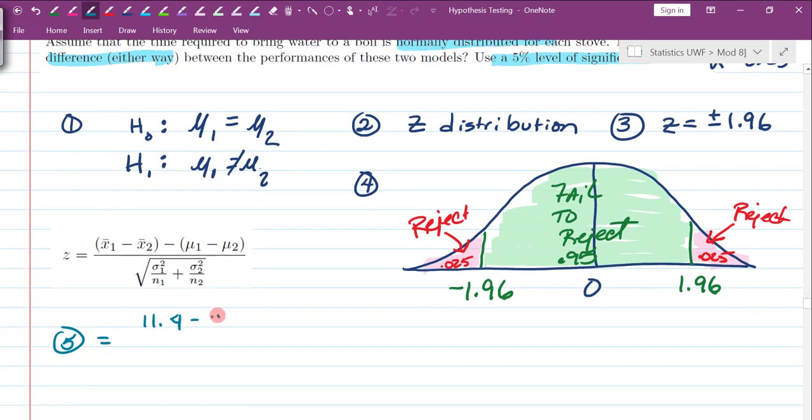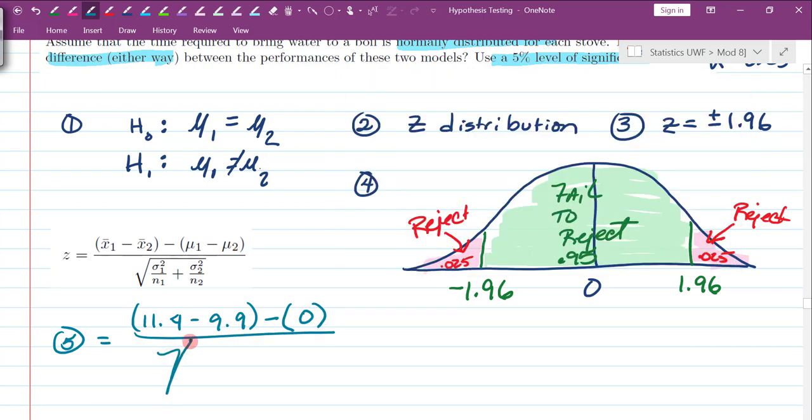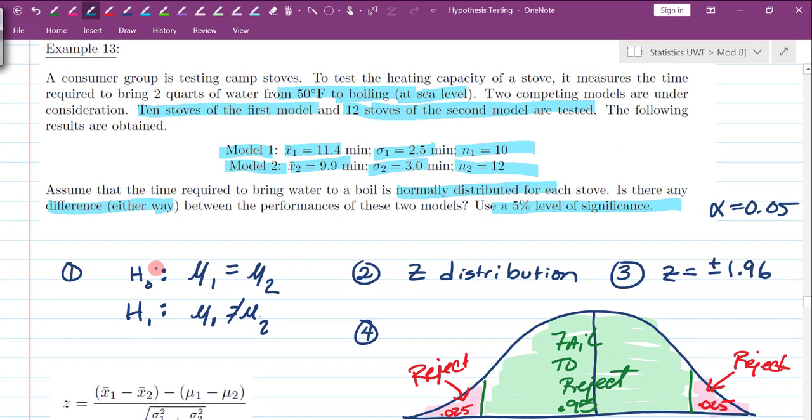11.4 minus 9.9. That difference minus mu1 minus mu2, which is 0, divided by the square root of the population standard deviation squared, aka the variance. So it's going to be 2.5 squared.